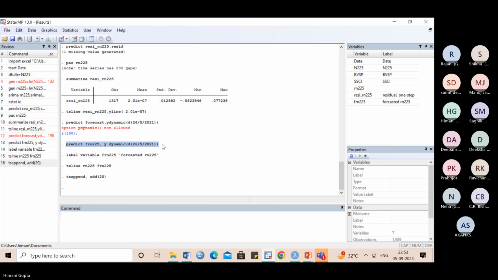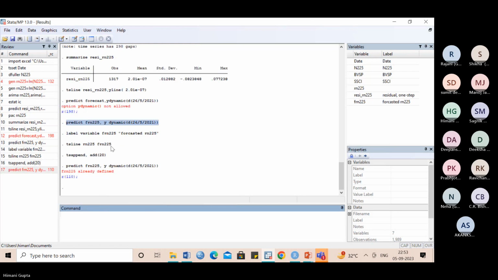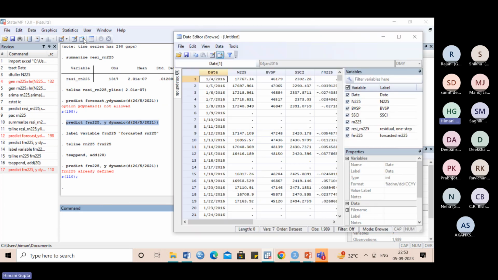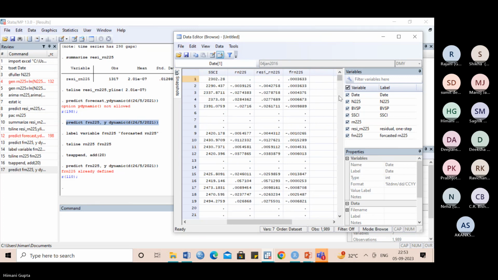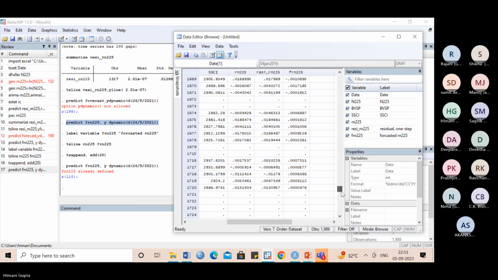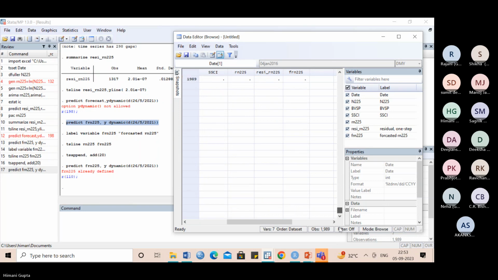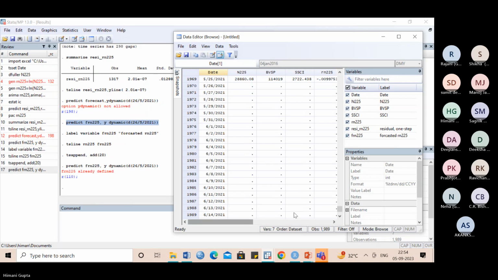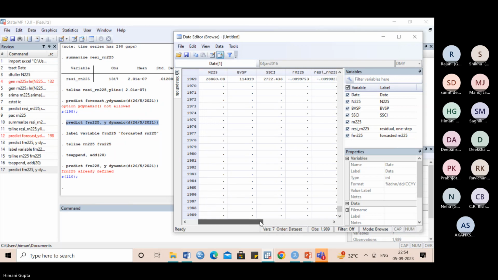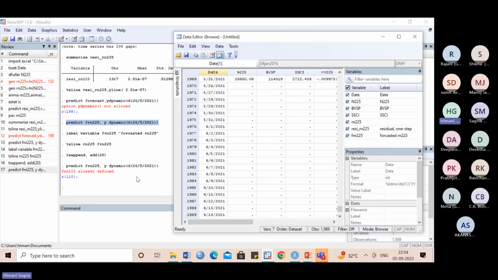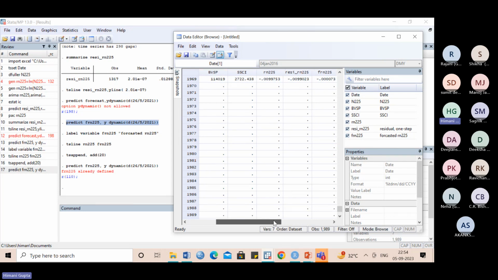Predict. Let's check whether it has done it or not. No, it has not created because I have given the command later on. I have to give first of all add 20 values, then only it would have added the values.